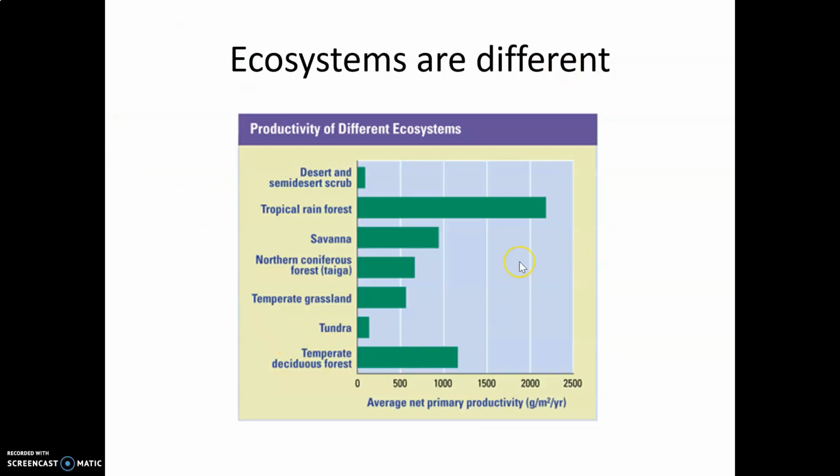So part of what makes ecosystems different is the fact that the primary production is very different from ecosystem to ecosystem. So you could see that in deserts and in tundras, we have a very low primary production. And for instance, in a tropical rainforest, we have a very high productivity.